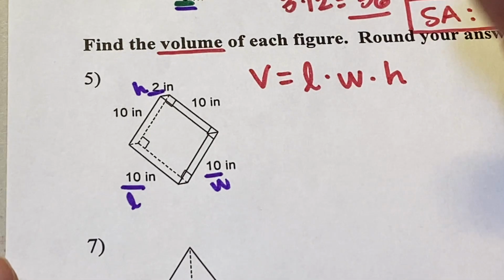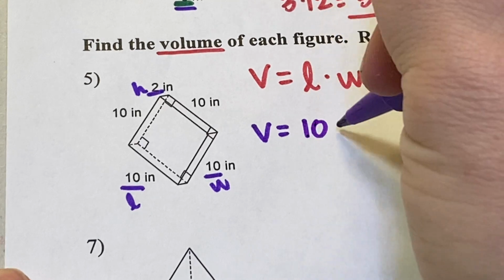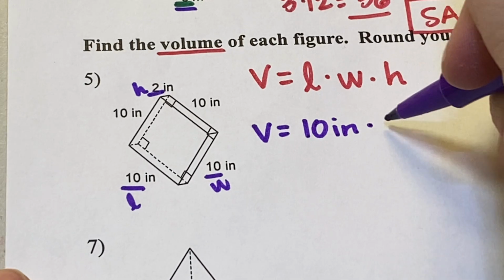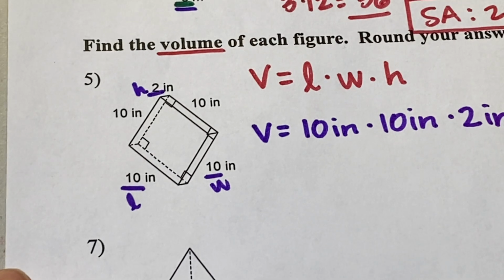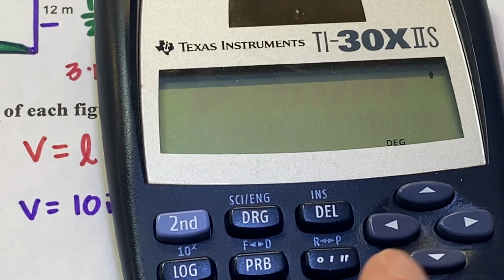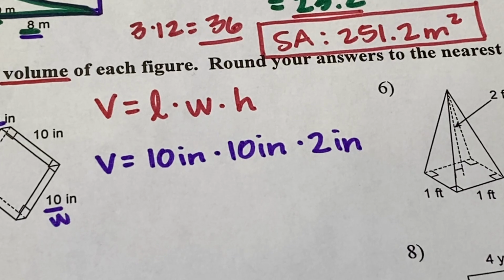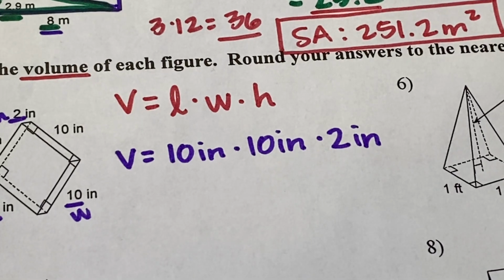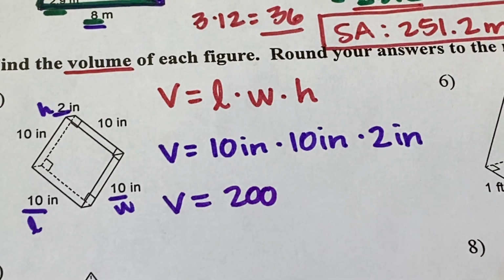Okay, so now all we're doing with these is multiplying them all together. So we have 10 inches. Notice I am putting the units on it this time. 10 inches times 10 inches times 2 inches. You can put that right in your calculator, or you can think 10 times 10 is 100. 100 times 2 is what, Donovan? 22? Not quite. Bella, what is it? 200. Beautiful. So the volume of this is 200.